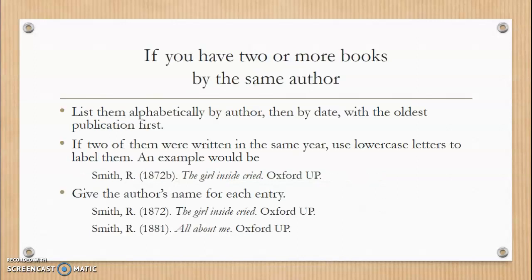If you happen to have 2 or more items in your references that are by the same author, you need to list them in chronological order by the author. If 2 of them were written in the same year, use lowercase letters to label them. Both of these are different guidelines than you had for including them in MLA format. For sources that have more than one author or that otherwise deviate from these print examples, check apastyle.apa.org or owl.purdue.edu.